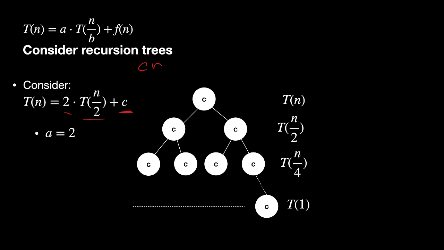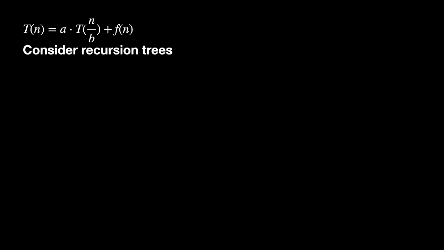Okay, so just like before, we have a equals 2, and b is also equal to 2. Let's consider one more variation on this. In this variation, we will again just change that last component, the amount of work that we're doing at each node, and it will be c times n to the 5th power.